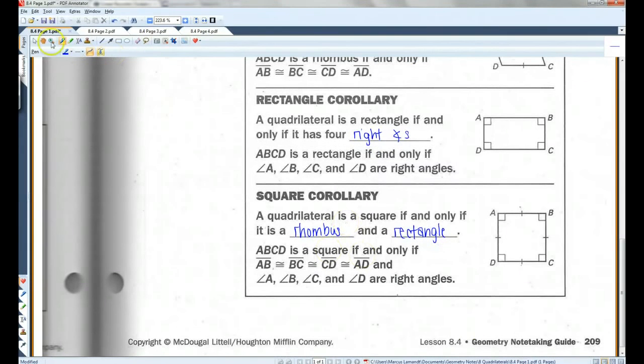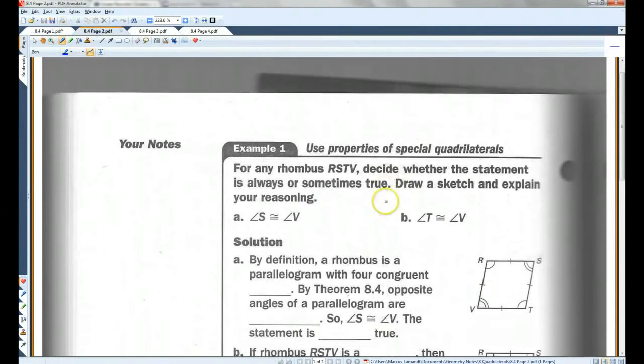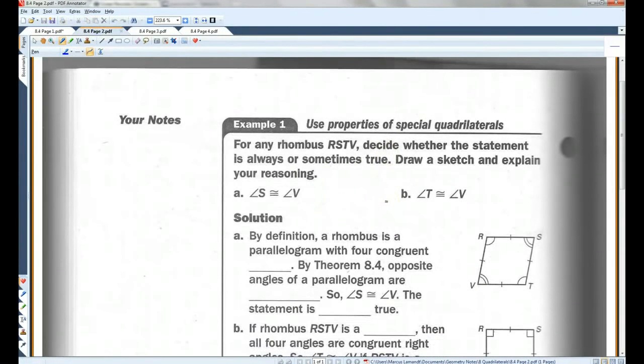All right. Let's go on to page 2. For any rhombus RSTV, decide whether the statement is always or sometimes true. Draw a sketch and explain your reasoning. In a rhombus, I'm going to draw the rhombus over here. RSTV, four congruent sides.